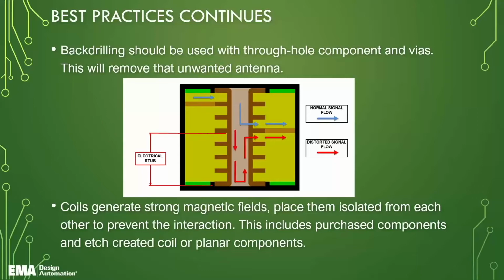If you're doing a coil design or a planar, they generate a very strong magnetic field. Place them and isolate them from all other parts to prevent any interaction and noise coming off of those devices. This includes purchased components, not only the etch that you create in copper on the board. So the coil or planar components are best used as purchased parts, but can be used as actual RF copper that you're going to print down on the board material.